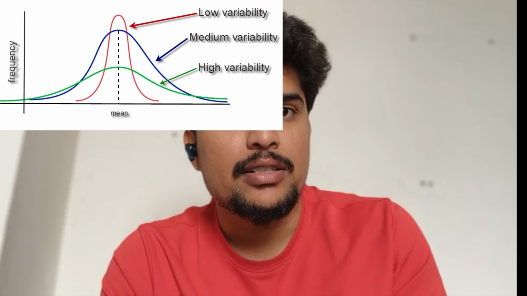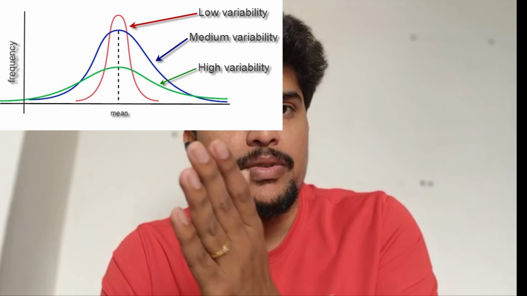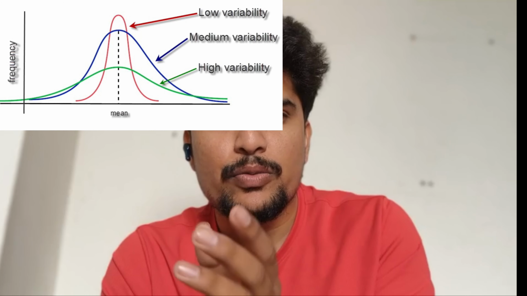What is variability? Variability is how far each value is from the others. For example, you measured BP: your first value is around 120, the next is around 130. This is variability. This 120 and 130 means there is high variability, because 130 is so far from 120.